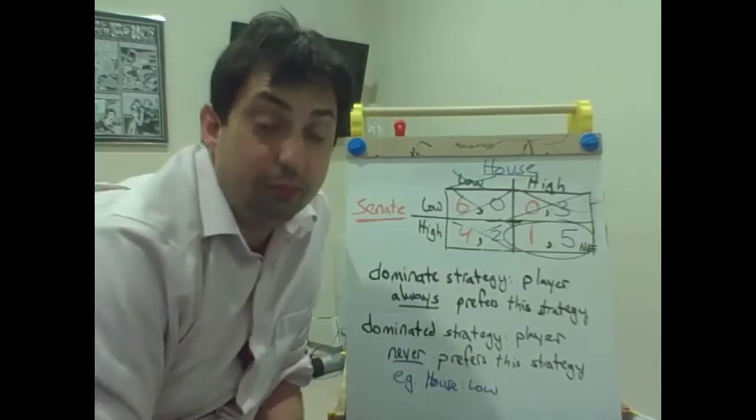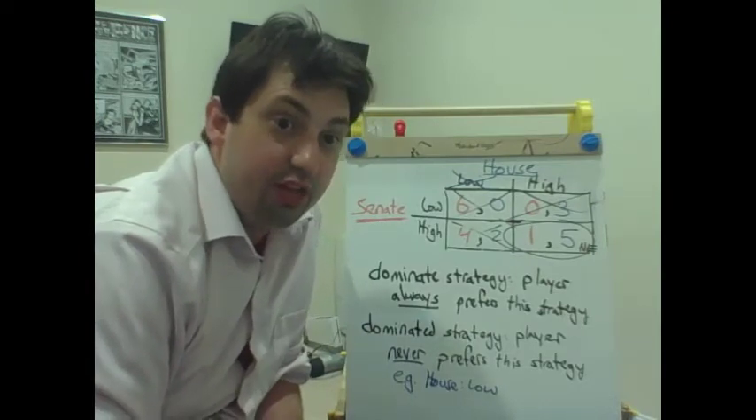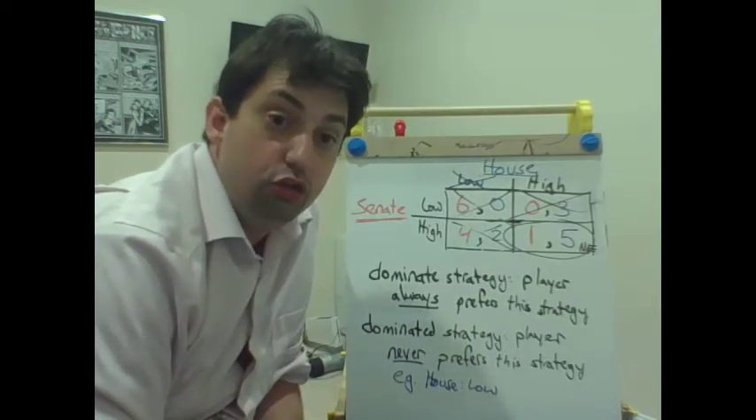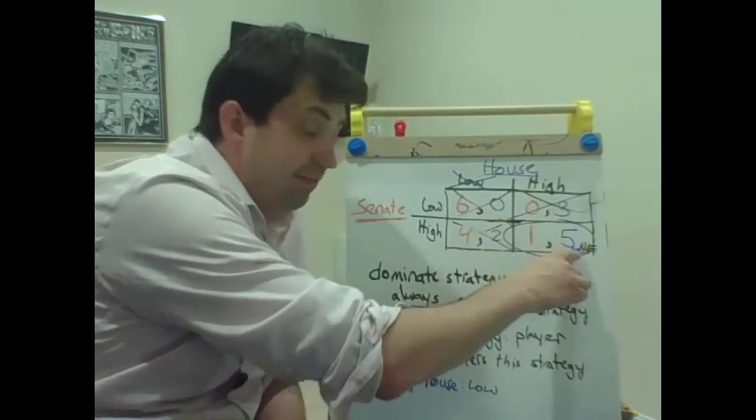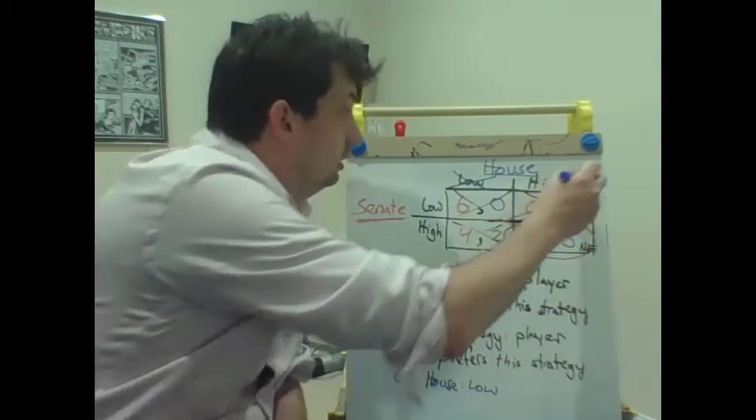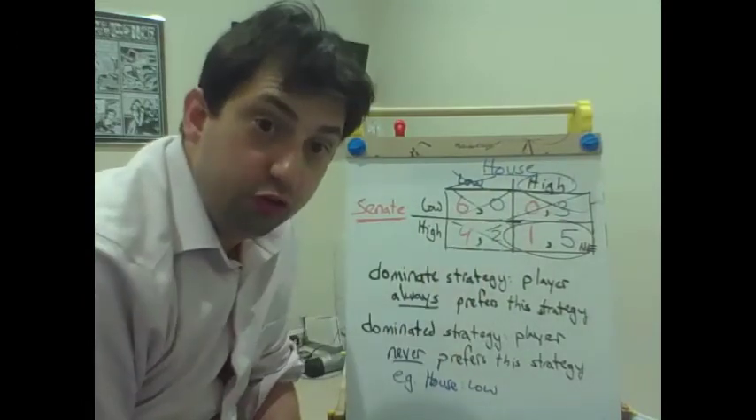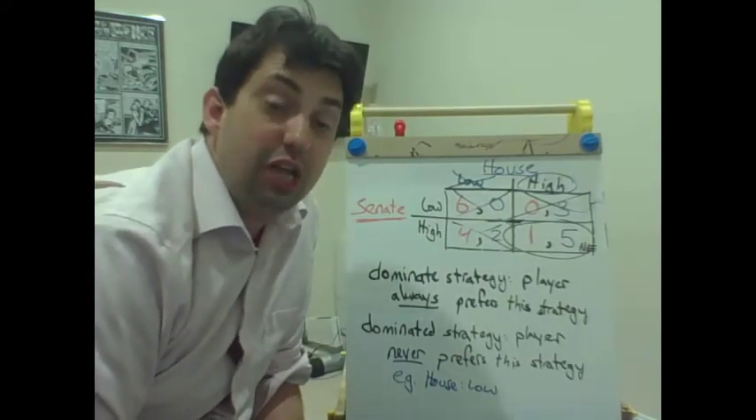But note the house, by definition, because we only have two strategies, will always choose high. 3 is greater than 0. 5 is greater than 2. It will always do that. High is the house's dominant strategy.